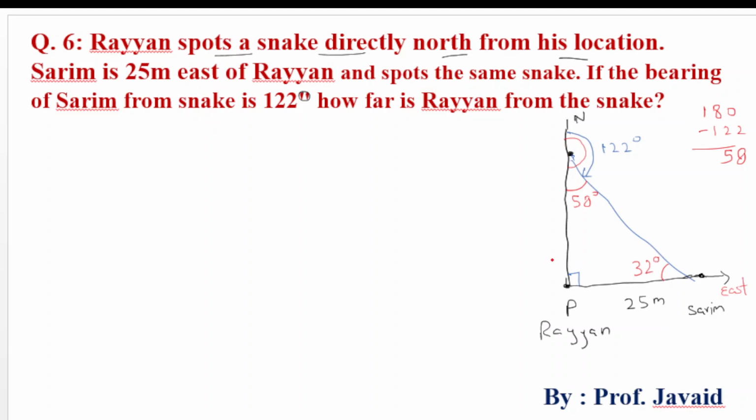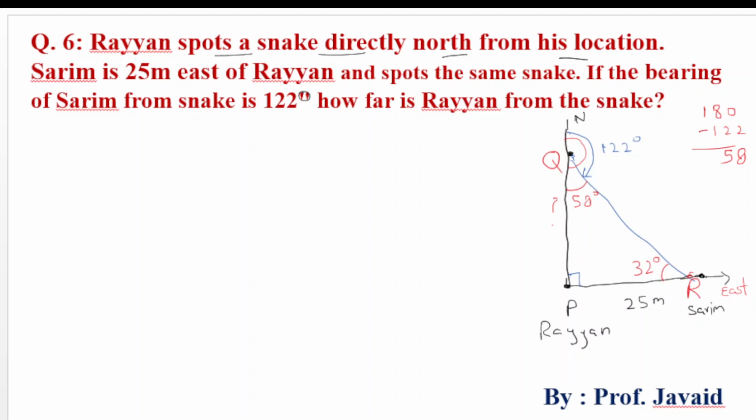Now I think you understand this. This is 32, so we come to know about all the angles. Now how far is Rayan from the snake? So where is Rayan? This Rayan, we have to find the distance. So let me write P here, Q, and then R. You can give the names A, B, C as you like. We have to find the distance. This is easy, as we know all the angles.